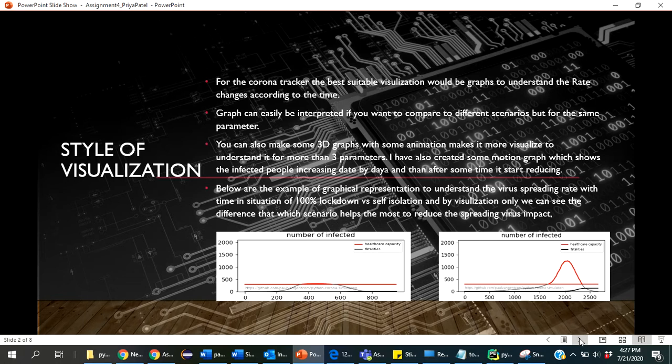Here on the left side I have shown the 100% lockdown. When the 100% lockdown is there, you can see that red line is continuous. So the people affected is continuous, right? And then the curve is showing a little bit of increase, but it is not that high. In the worst scenario, the self isolation, at first it shows not that much change, but after some point you can see in the red that so many affected people are there. So people are not taking that seriously, you can say. And we can see the difference, which scenario helped the most to reduce the virus spread impact.